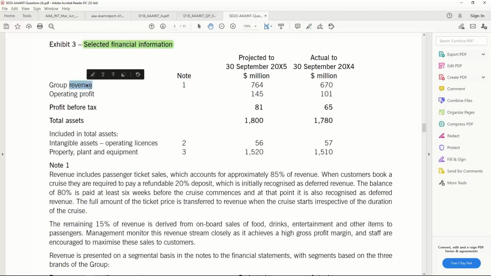How much is the revenue? How much is the profit? How much is the total assets? We have been given the numbers, but have we been given how much revenue has increased? That means we have to find it out. Now, you need to make an extra effort, right? How much has revenue increased? You need to find it out. What is the operating profit margin? You have to find it out.